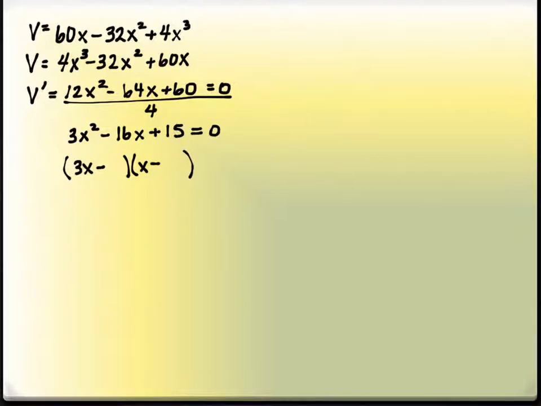I'm getting lots of heads going back and forth. 1 and 15 don't work. What about 3 and 5? Like this? What's 9 plus 5? It's 14, not 16, right? No, this is our best option, right? This is the closest that we're going to get. And it didn't work. So what now? Yeah, it doesn't work. This does not factor.